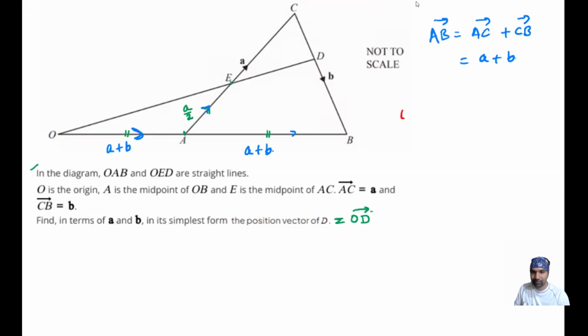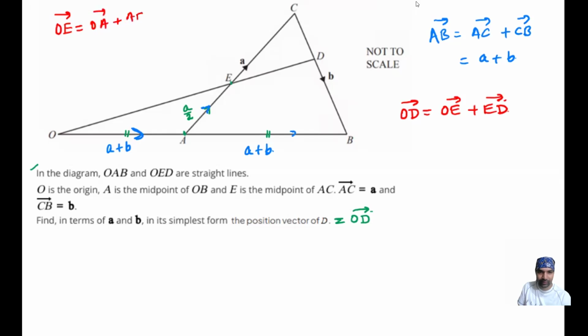Can I simply say here, OD vector is nothing but OE vector plus ED vector? Now how do I find OE? OE is, using the triangle of vector addition, OA vector plus AE vector, which eventually gives me A plus B plus A by 2, which is nothing but 3A by 2 plus B. So we got this OE vector. We also know that EC is basically A by 2 because A is the midpoint.